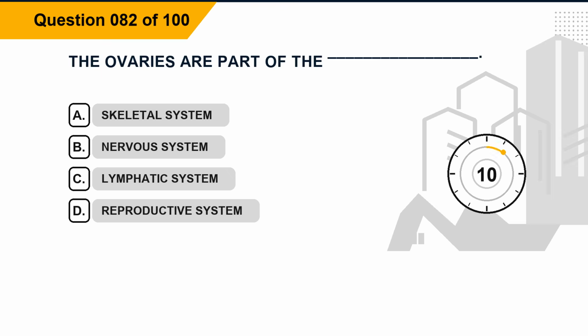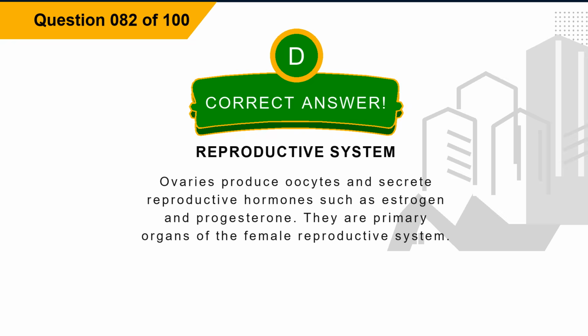Question 82. The ovaries are part of the blank. Option A, skeletal system. Option B, nervous system. Option C, lymphatic system. Option D, reproductive system. The correct answer is option D, reproductive system. Explanation. Ovaries produce oocytes and secrete reproductive hormones such as estrogen and progesterone. They are primary organs of the female reproductive system.